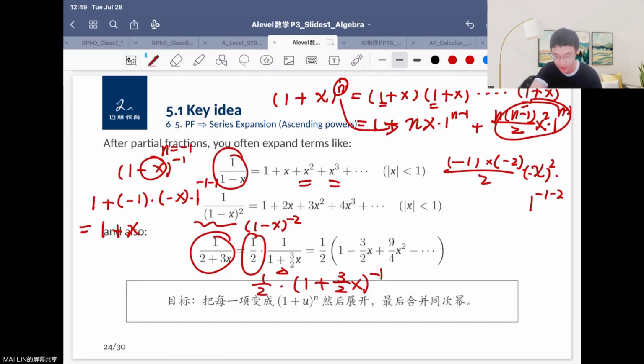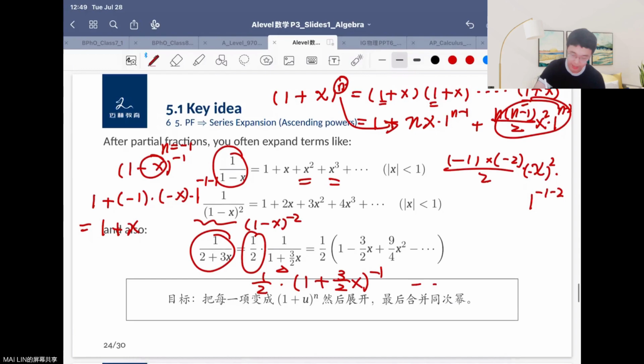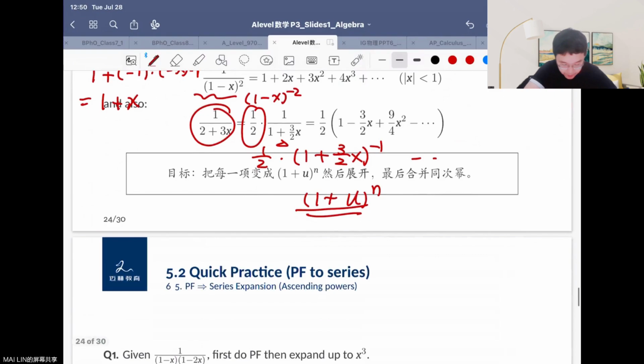For example, here you can say that for the first term, it's n times 3 over 2 x, and then it's n times (n minus 1) over 2 times (3 over 2 x) squared, right? We can just expand all of this. Okay, so just consider first using the (1 plus u) to the power of n equation, and then consider u as a value and n as an exact number here, okay?